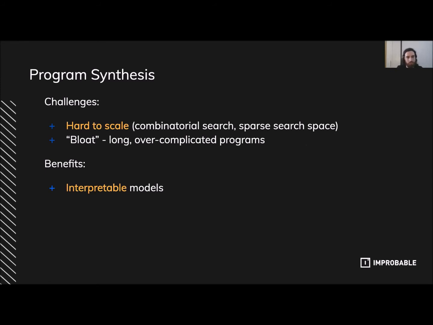So what are the challenges of this? It's hard to scale. It's a combinatorial search space. It's often a very sparse search space. There's another challenge with genetic programming called bloat, which means that you result in long, overcomplicated programs, which maybe detract from the fact that it's interpretable. But the benefits are that, compared to techniques like neural networks, where you're learning thousands or millions of weights, not very interpretable, here you're learning a concise symbolic program, which hopefully you can interpret. And we'll show a few examples of that later on.